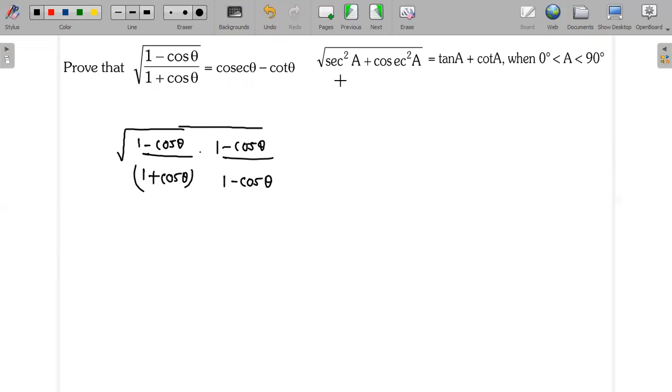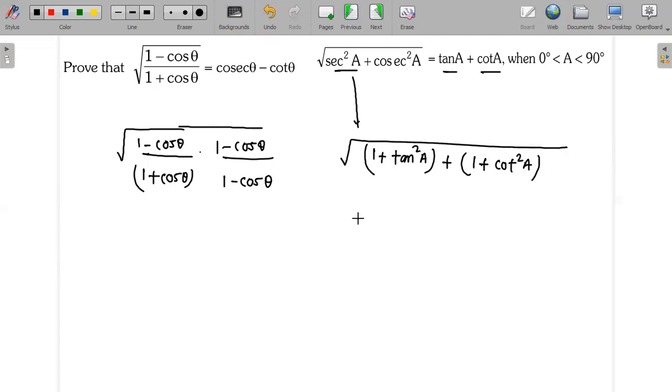Now in the next one, we have square root of secant square A plus cosecant square A. We need to prove that this is equal to tan A plus cot A. Now secant square A will help us express this term in terms of tangent, because tangent is what we are looking for. So without wasting your time, just replace secant square A. It is nothing but 1 plus tan square A. Similarly, cosecant square A is 1 plus cotangent square A, whole square root.